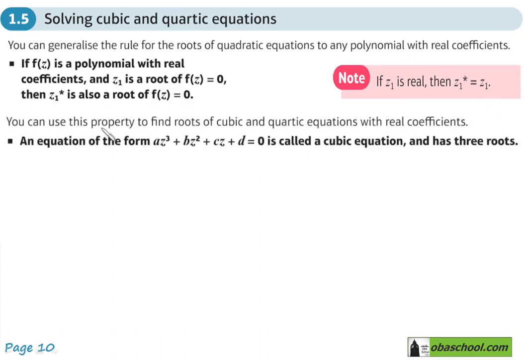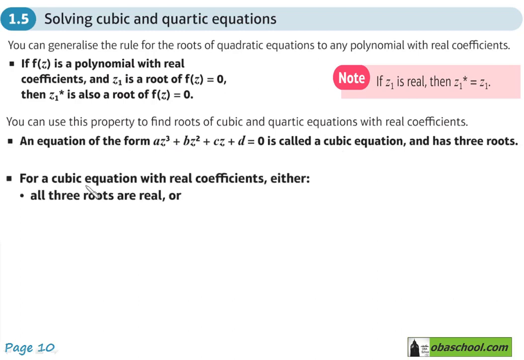You can use this property to find roots of cubic and quartic equations with real coefficients, where an equation of the form az cubed plus bz squared plus cz plus d equals 0 is called a cubic equation and has 3 roots. So we have a polynomial of third degree equals 0, so we have a cubic equation. Whenever we have a degree of 3, then this equation is said to be cubic.